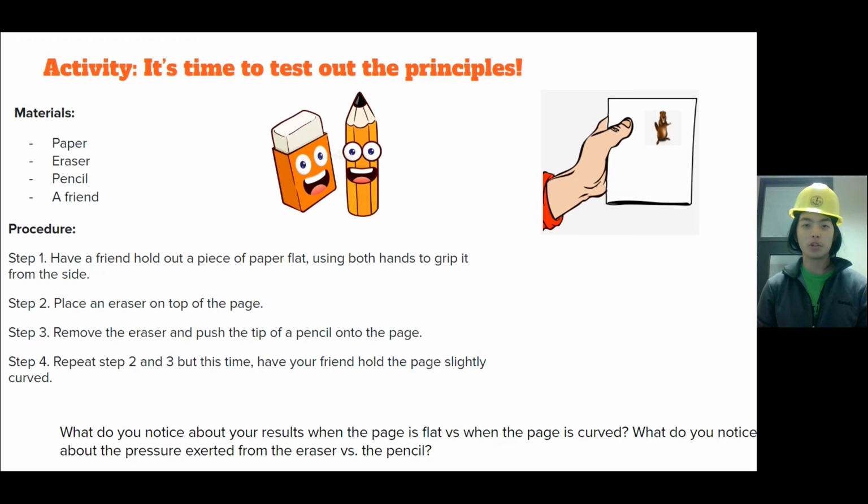So after you've done the experiment, what did you notice about the results when the page was flat versus when the page was curved? What did you notice about the amount of pressure you were able to exert on the paper? Try and think about why these properties change what happens as you press each object into the paper.